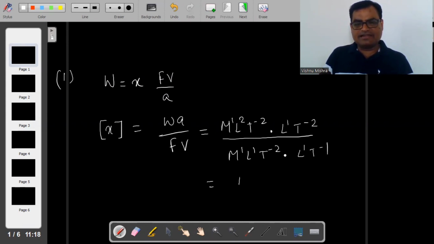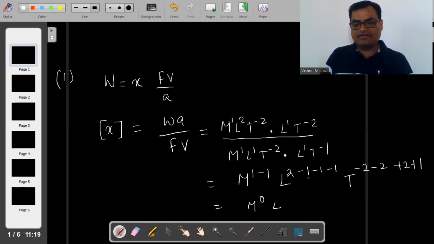Now collect the power of M: it is minus 1. Collect the power of L: you see here L1 and here L1, so this is minus 1 minus 1. Collect the power of T: minus 2 minus 2, again plus 2 plus 1. Now the dimension of X is M0 L minus 1 T minus 1. Clear? So this is the dimension of x.